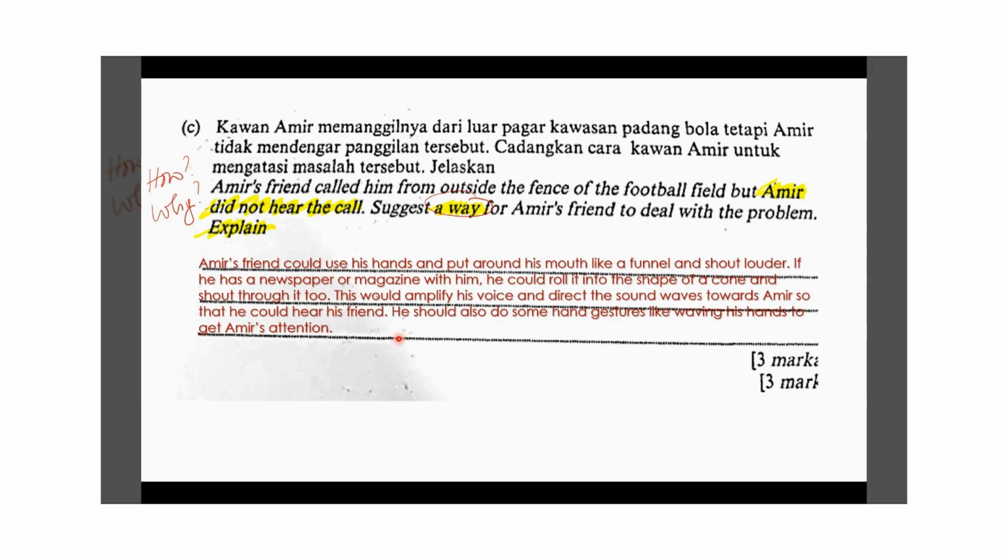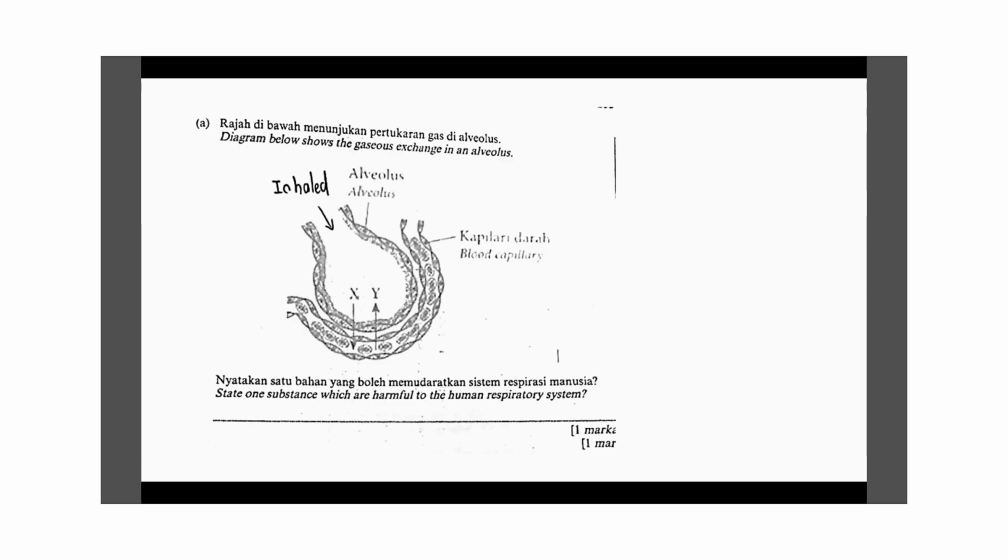And also another thing that I added is that he should also do some hand gestures, like waving his hands to get Amir's attention, because Amir might be in the blind spot region, where he might notice that there's some movement at the side of his eye, and that could help him notice that his friend is calling him. Yeah. So the next question, this is about the alveolus structure.